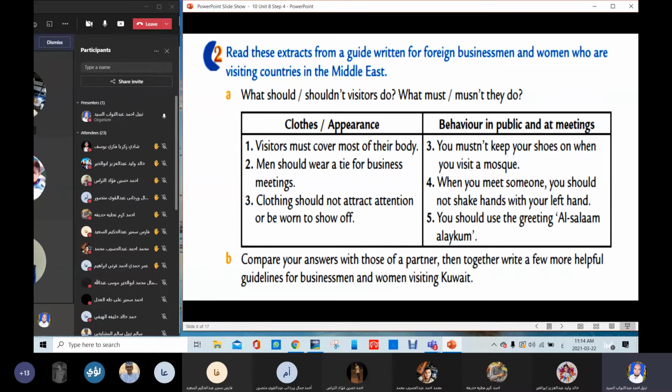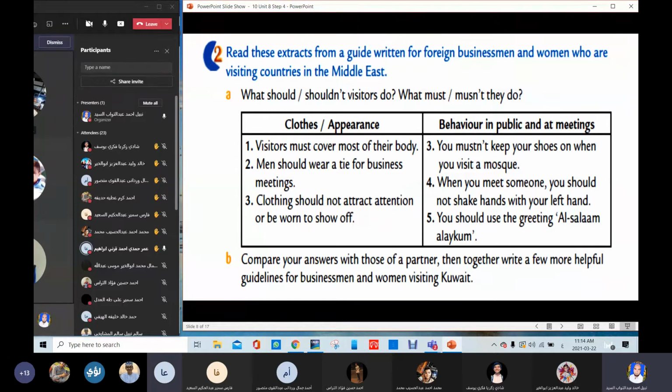What must visitors do? They must cover most of their body. Good. Or you can say they must take off their shoes when they enter a mosque or when they visit a mosque. Good. Amar Hamdi.